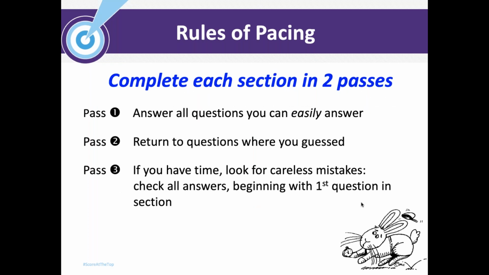You want to complete each section in 2 passages, and this is good for our 2 passage-based tests. So first, you're going to read the first reading passage. You'll go through the first time and answer all the questions that are easy for you. Before you move on, you want to return to the questions where you guessed. Remember, you never leave any blank. And if you have time, you look for careless mistakes. You'll do another attempt at some of the ones that you guessed. Go through, do a quick check, starting at question 1, ending at question 9, 10, or 11, depending how many questions there are for the passage, and then you'll move on.